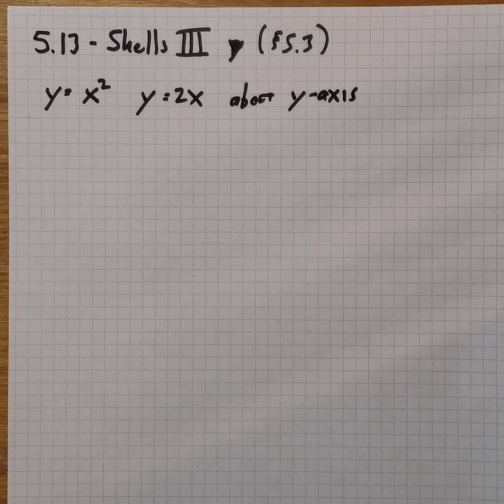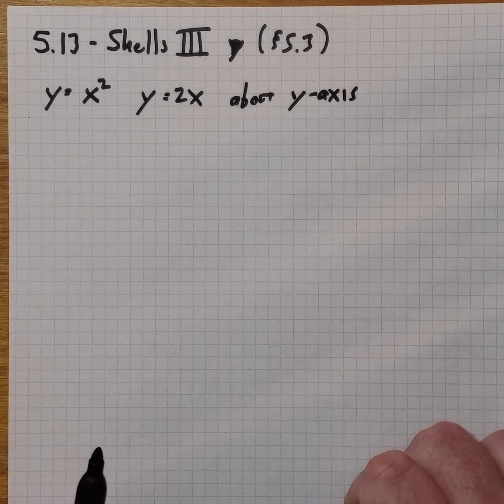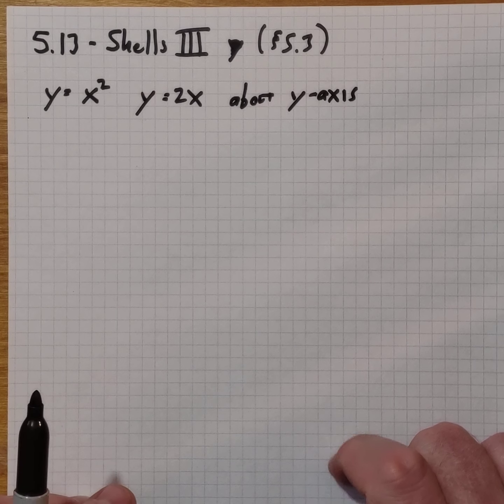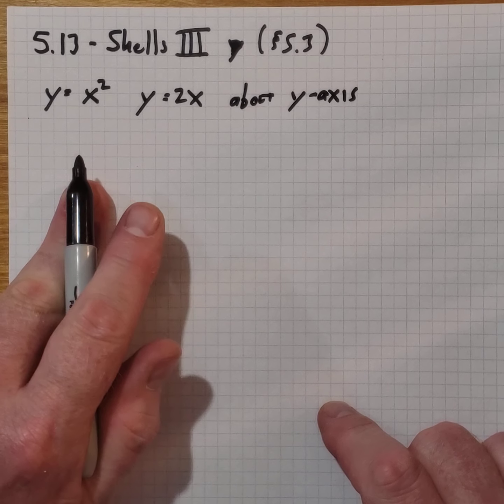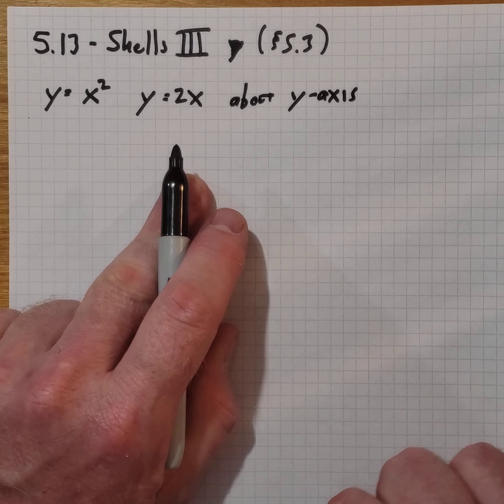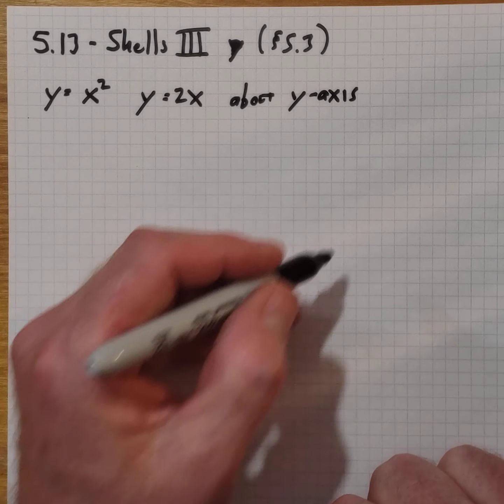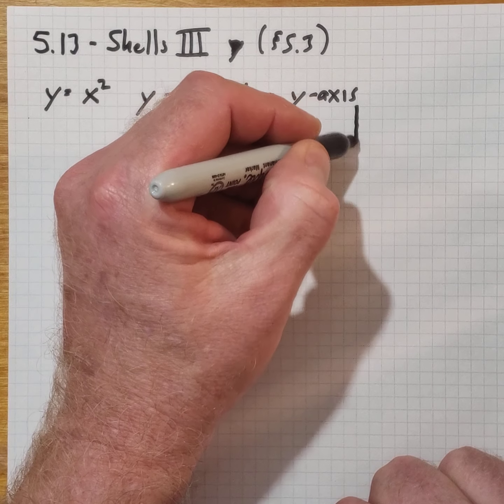All right, this is going to be the last video, last content for this semester. We're still looking at the method of shells to find the volume of rotated solids. Here we're looking at y equals x squared and y equals 2x, another region that we have seen before. So let's take a look at that.